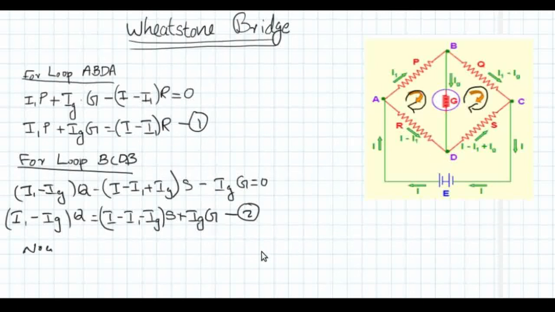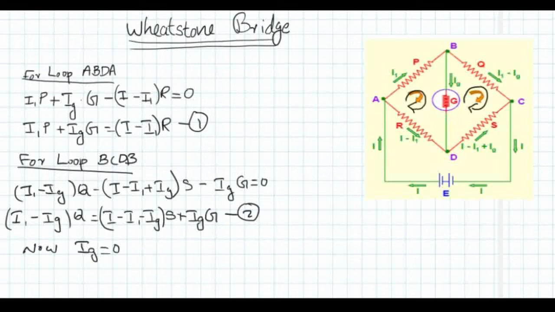Now the current through the galvanometer is made 0. That is, Ig should be 0. So how is Ig made 0? By adjusting the values of the resistors P, Q, R and S, we can make the current through the galvanometer 0. And when the current through the galvanometer is made 0, we say the bridge is balanced. So the balancing condition of the bridge is Ig is equal to 0.